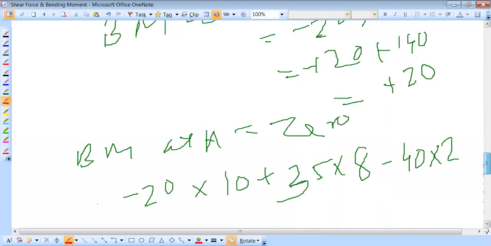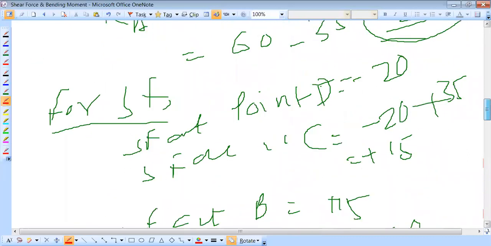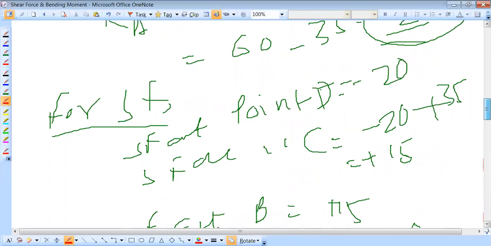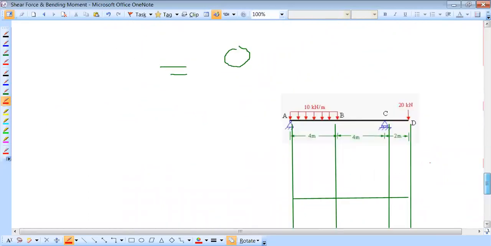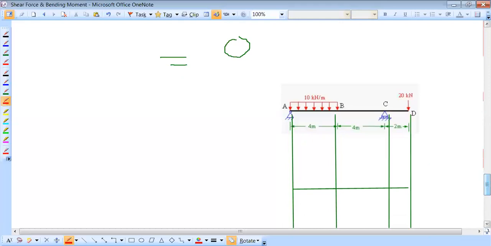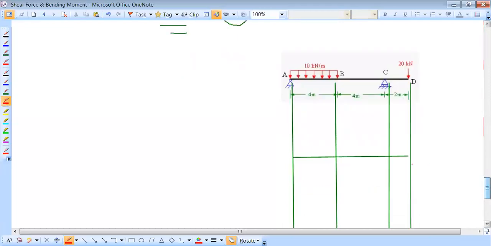So first of all, putting the value of SF. What is the SF at point D? It is equal to -20. SF at C is equal to plus 15, and at B it is the same value. Then for point D, -20, we take the negative sign. We have already taken the negative sign in the downward direction. So take the sign here, this one negative, -20. So take a straight line from point D to here.